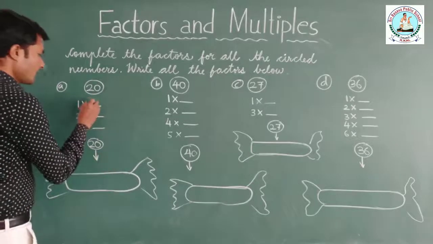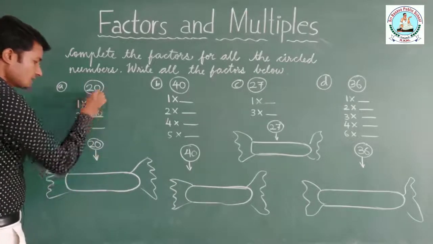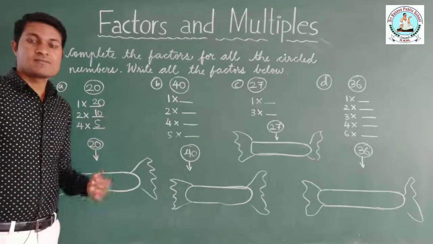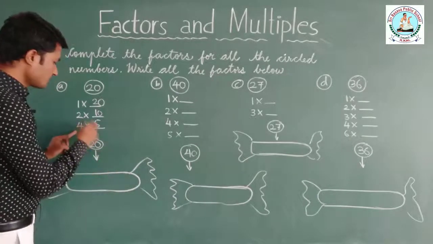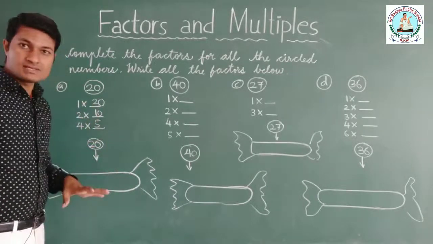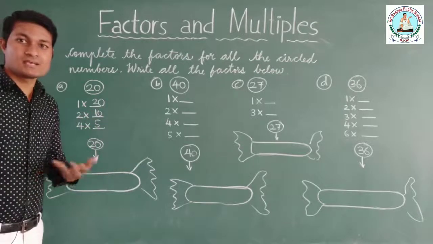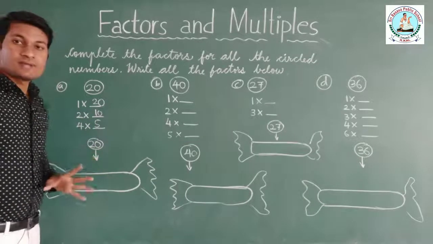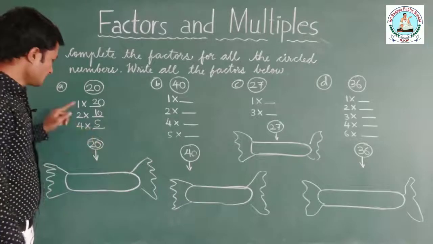So first 1 times 20, because 1 is a factor of all the numbers, and 2 times 10 is 20, 4 times 5 is 20. And you may ask me, sir, 5 times 4 is also 20. See here, 4 times 5 and 5 times 4 both are the same. Similarly, sir, 10 times 2 is also 20. You can ask me that, but I tell you that 10 times 2 and 2 times 10 are the same combination. So that is why don't repeat them here, right? So these are the factors.